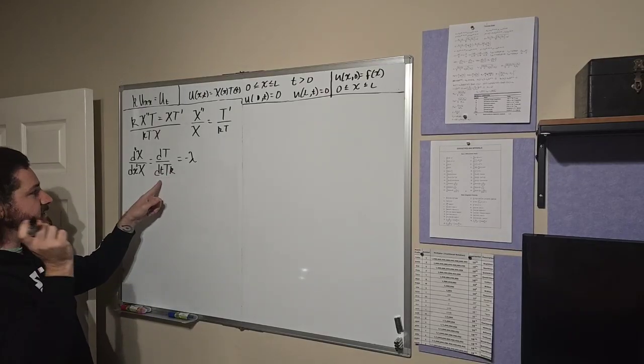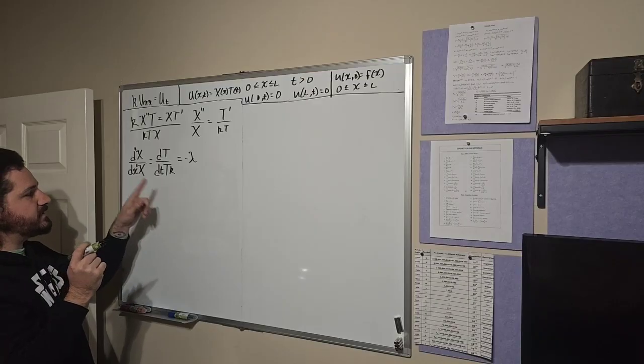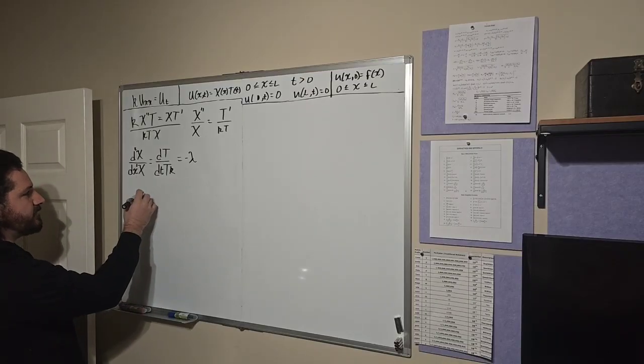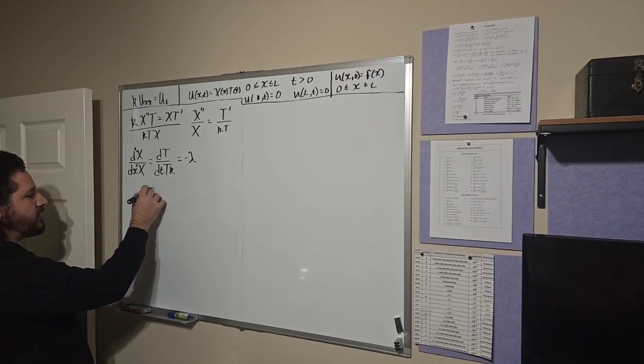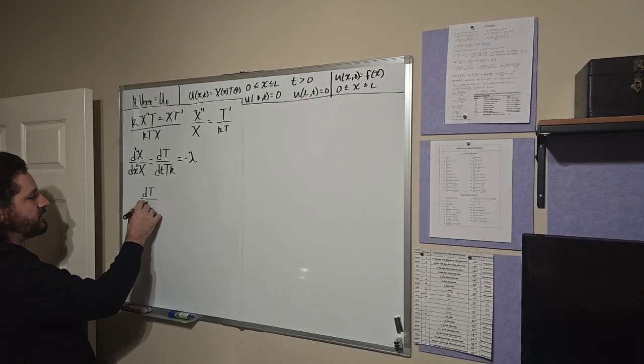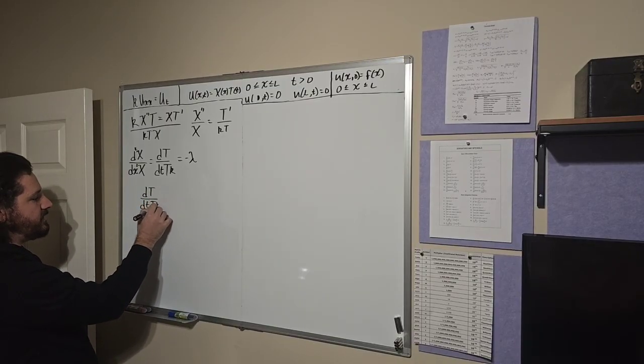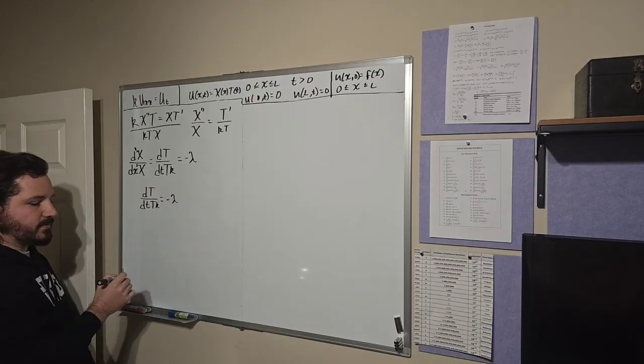So we're going to start with this partial of t first, because that one's a little easier to deal with, because that's just a first order ODE. So we have dT over dt, over capital T, times k, is equal to negative lambda. Pretty straightforward.